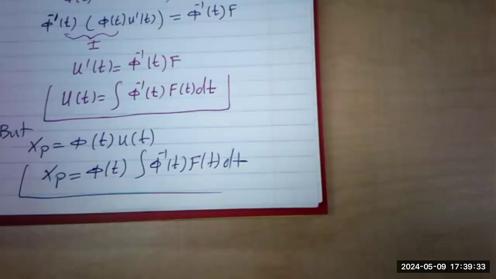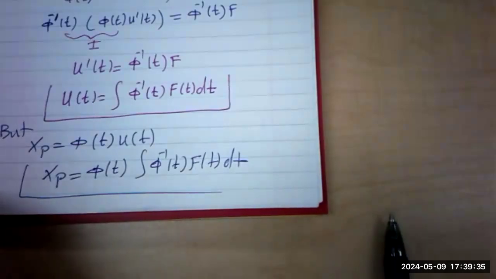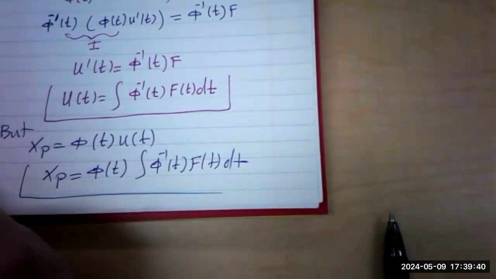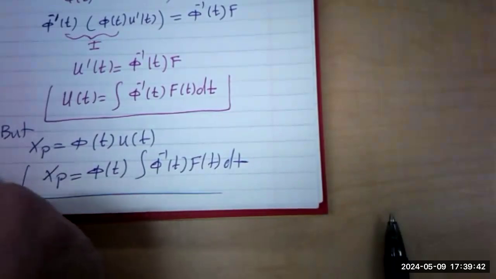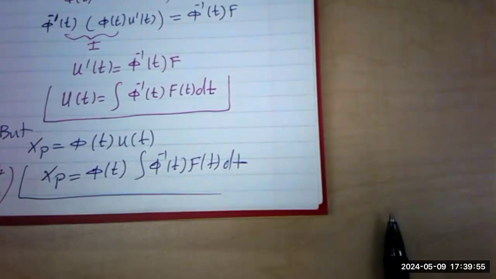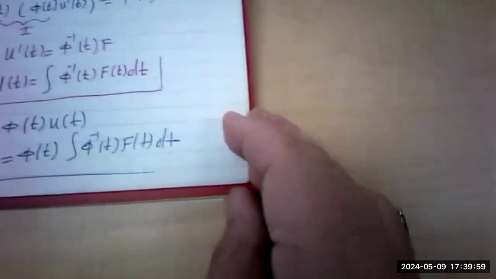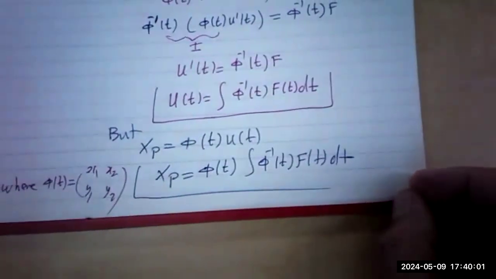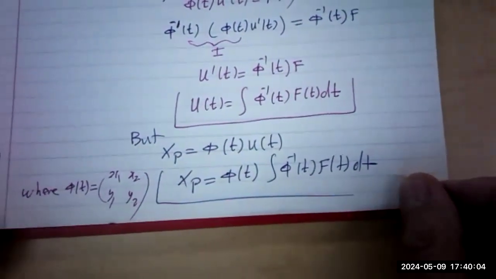And just to remind you, phi is a matrix of those particular solutions that we have at the beginning: x1, x2, and y1 and y2. It's a very nice method. You can model this again by u1 and u2, but the resultant formula is quite a lot to memorize. So this is it.